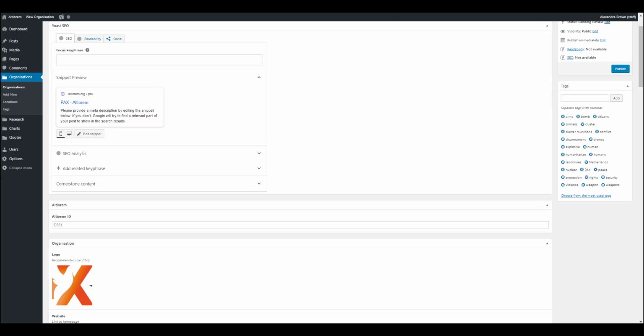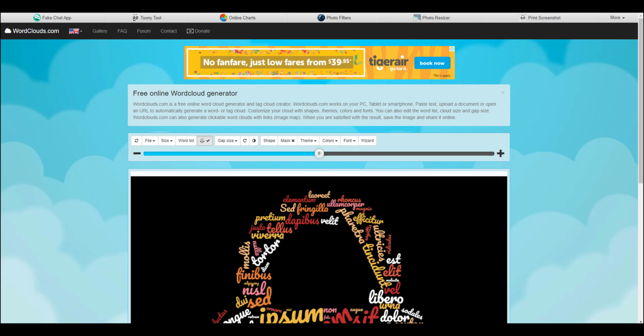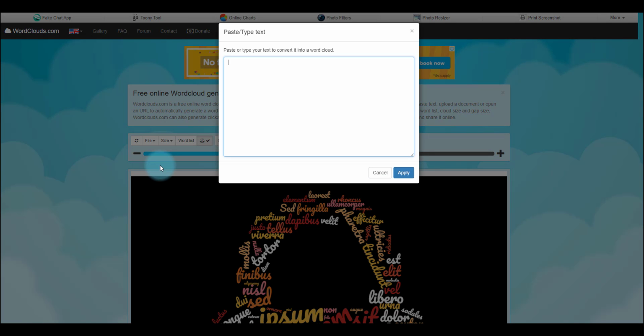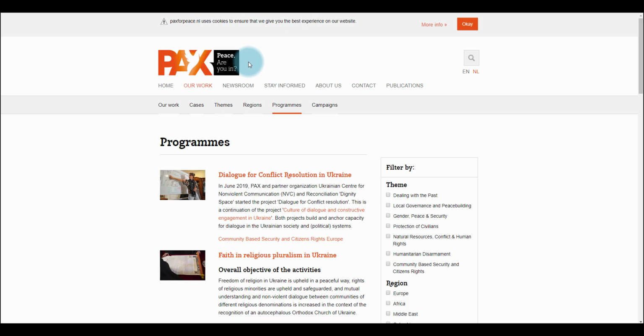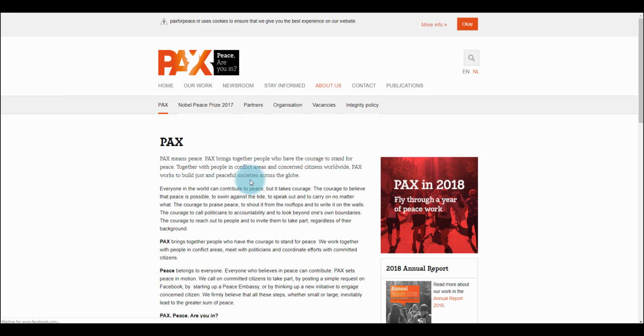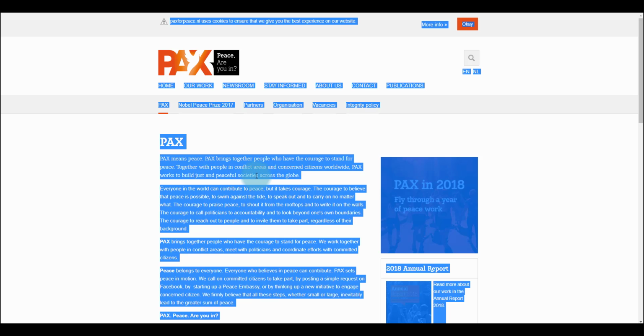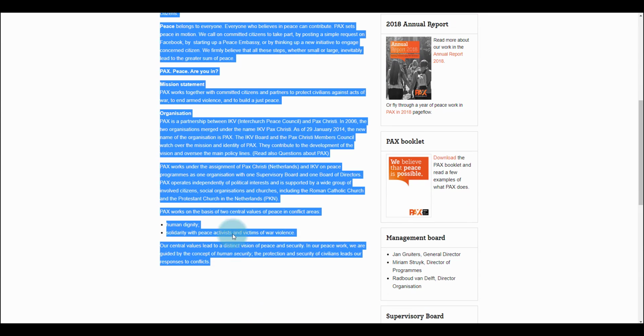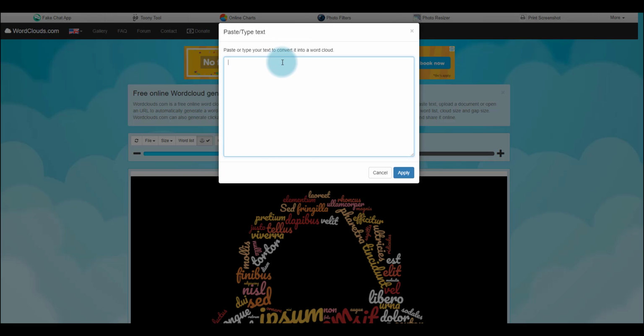We suggest using the free online word cloud generator at wordclouds.com. You simply go to File and Paste Type Text, and then you go to the organization and copy and paste important pages. So About Us would definitely be important. So just Control A. Or actually, no, that's probably not going to work. Maybe that one. Copy that one into the word cloud.